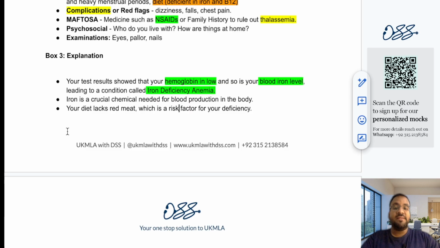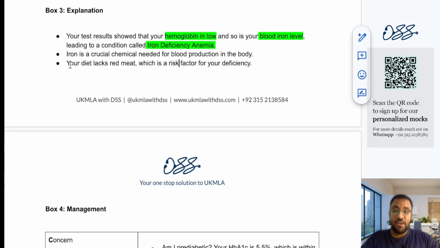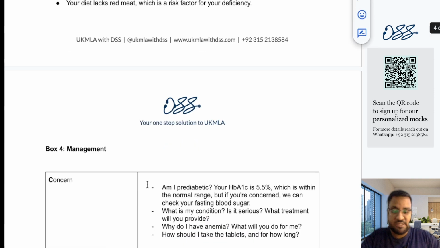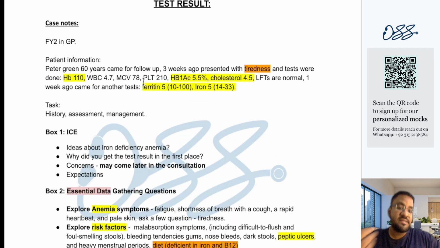Okay, and then explain why it is happening. You've got to say that, okay, iron is a crucial chemical that is needed for blood production in the body, and since you mentioned that your diet lacks red meat, which is a risk factor for your deficiency. Okay, explain it completely, explain it fully. Don't just say that, okay, this is an iron deficiency anemia and just move on to box number four. No. Make sure that you explain it completely. Like if I am doing it, and if this situation comes to me in my exam, then this is how I'm going to do it.